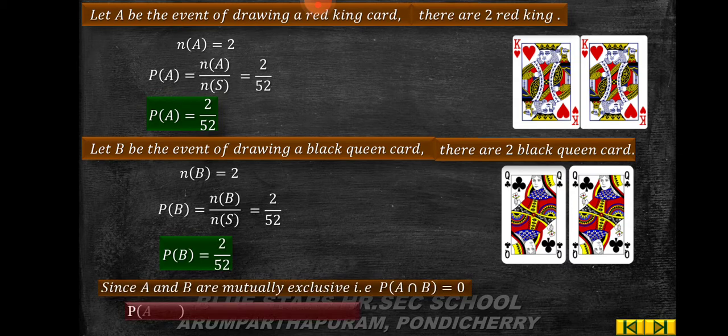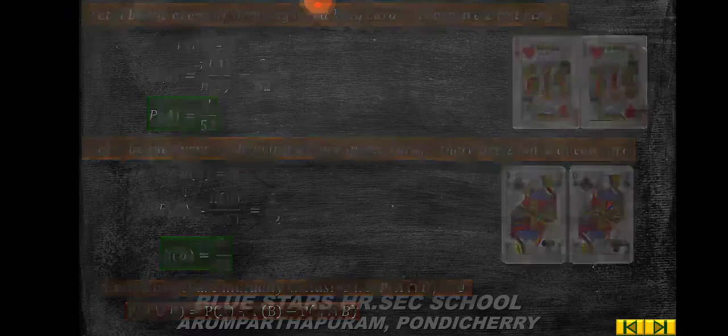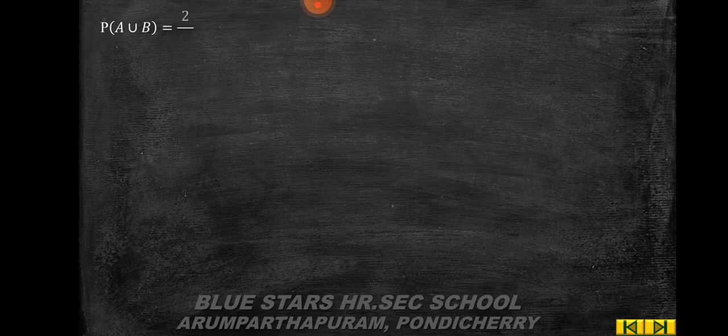Since A and B are mutually exclusive, P(A intersection B) is equal to 0. So P(A union B) is equal to P(A) plus P(B) minus P(A intersection B), which is 2 by 52 plus 2 by 52 minus 0, which is 4 by 52, which is nothing but 1 by 13. That is, the probability of getting either a red king or a black queen is equal to 1 by 13.